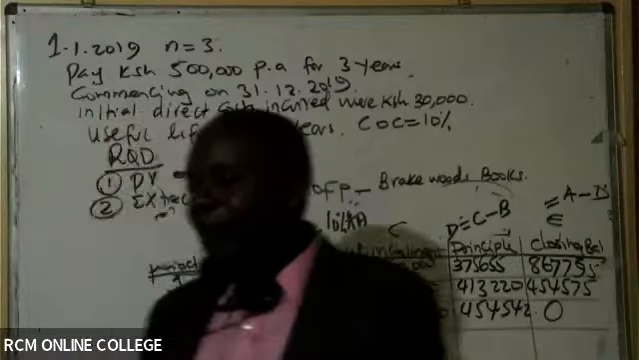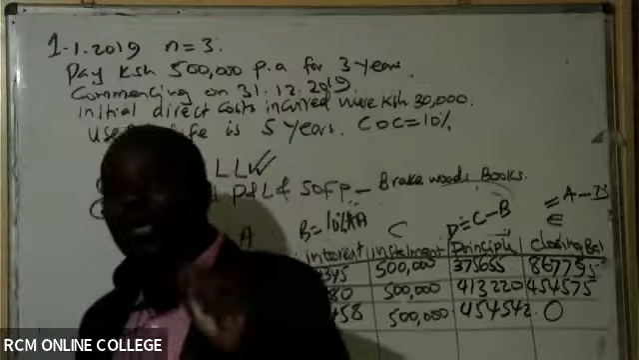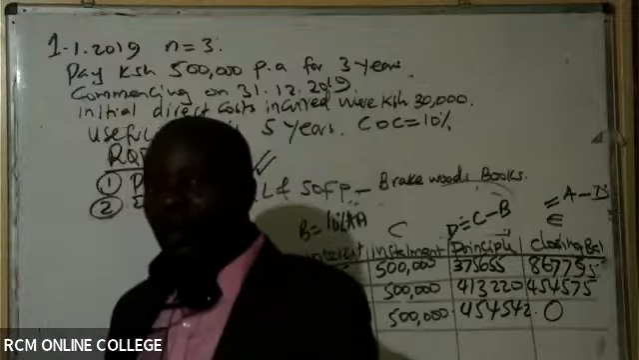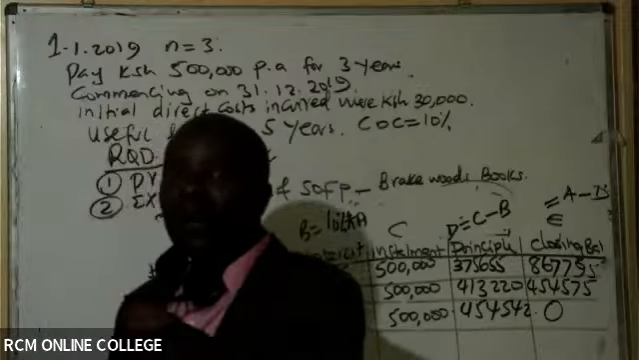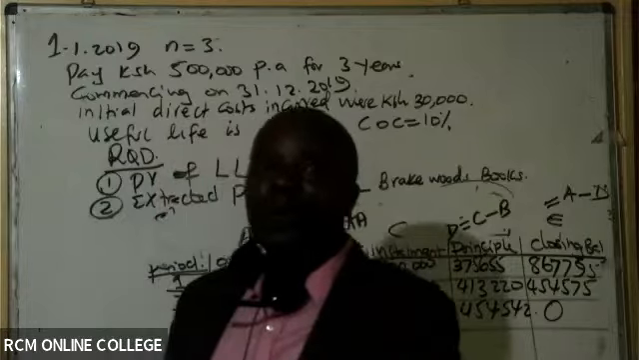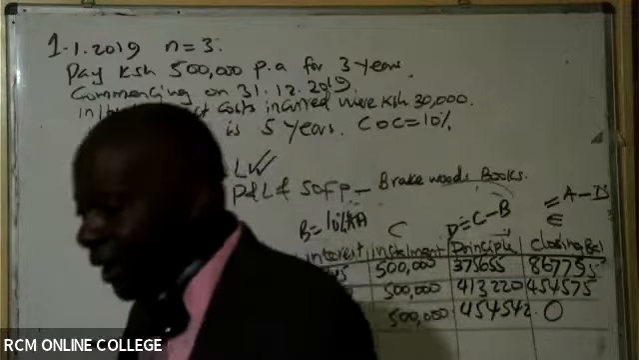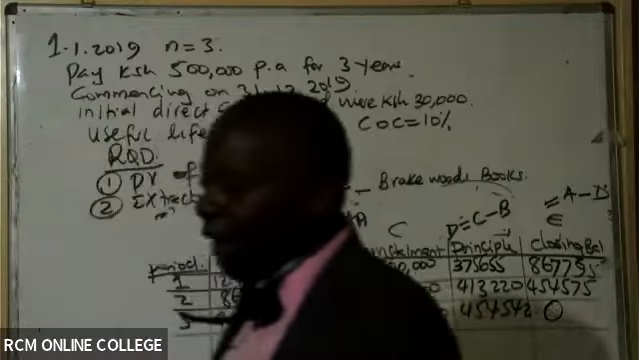So are we together up to there, ladies and gentlemen? 0. Even if you don't get a 0, you must write a 0 there. Because whatever figure you get relative to the millions is very, very small. It's supposed to be 0 like that.